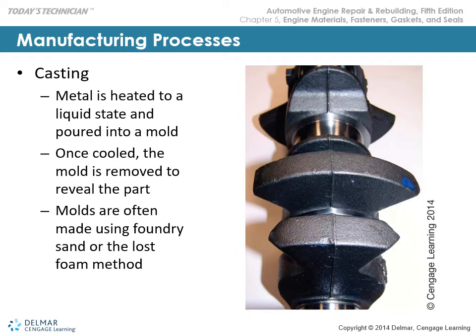Okay, casting. Metal is just heated to a liquid, poured into a mold, and the molds are often made using foundry sand, and lost foam methods are the most popular for high volume. And if you look, you see the seam in here. The seam is from a lost foam application, and the surface of the metal will actually look like styrofoam if it's lost foam. And you'll see the seams from the castings.